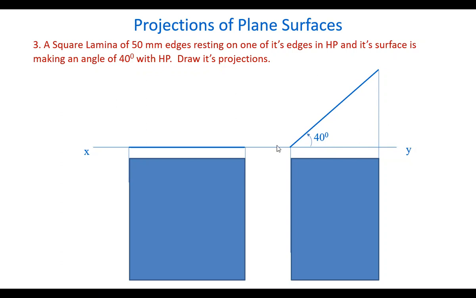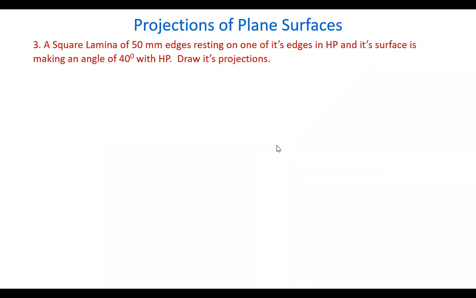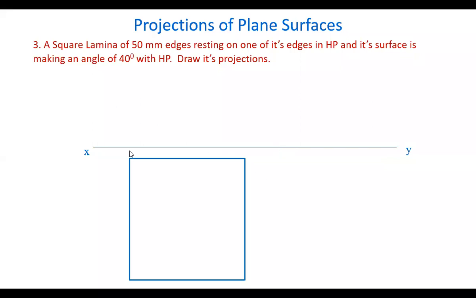The plane position is like this. Let's draw the projections now. Take the one edge perpendicular to VP because we want one edge in the horizontal plane. So the entire plane is taken in the horizontal plane itself. Okay, name these points, show the dimensioning, draw its front view.